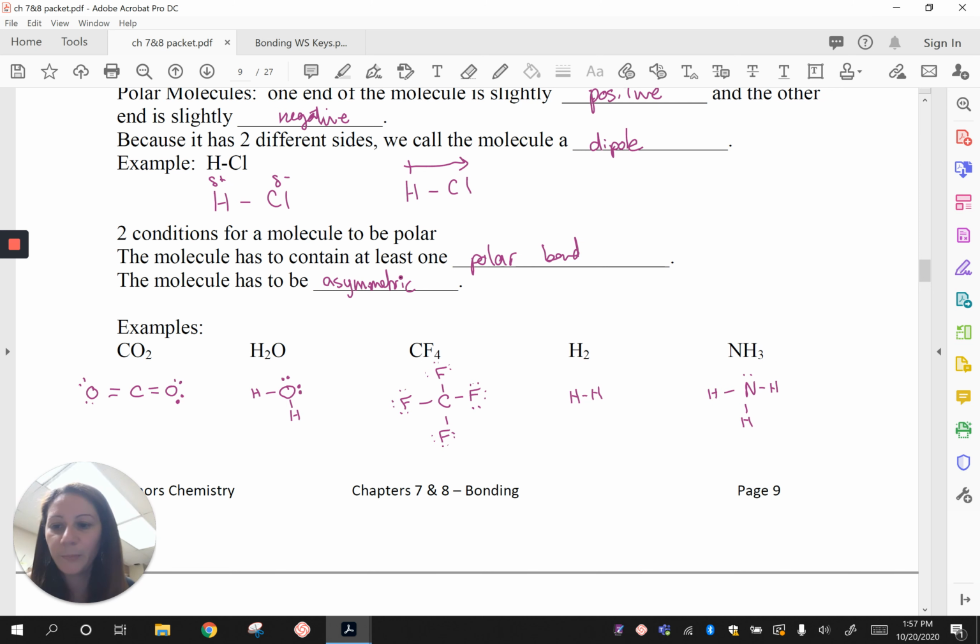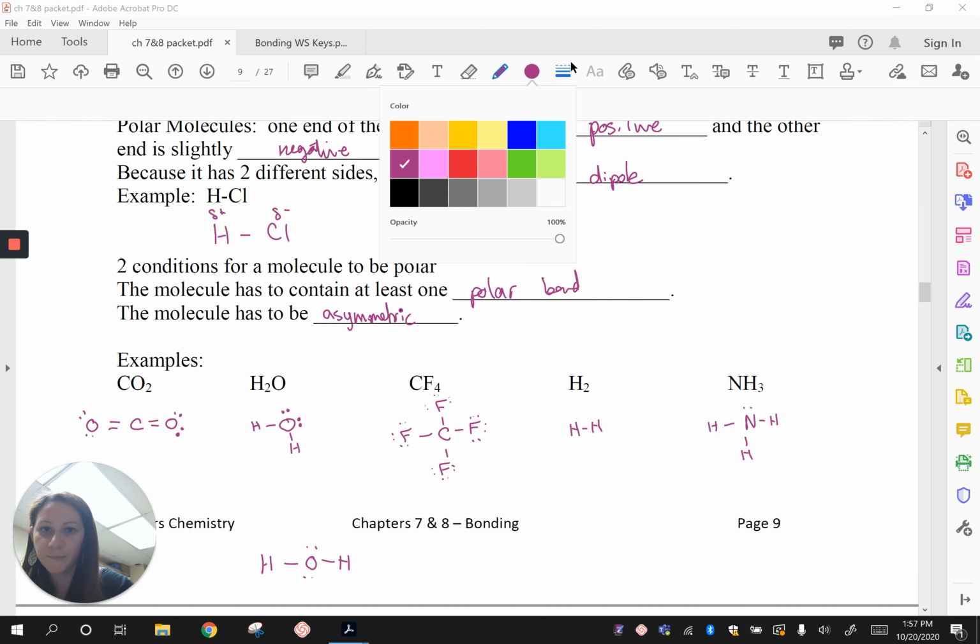All right, hopefully you're back. And here are the different structures. I'm going to draw water in two different ways. Here's the other way that you could draw water. And let's look at these and determine whether they are polar or not.